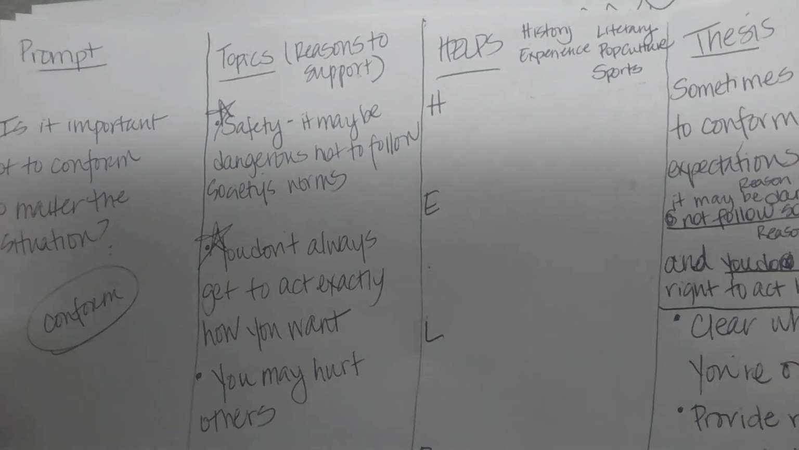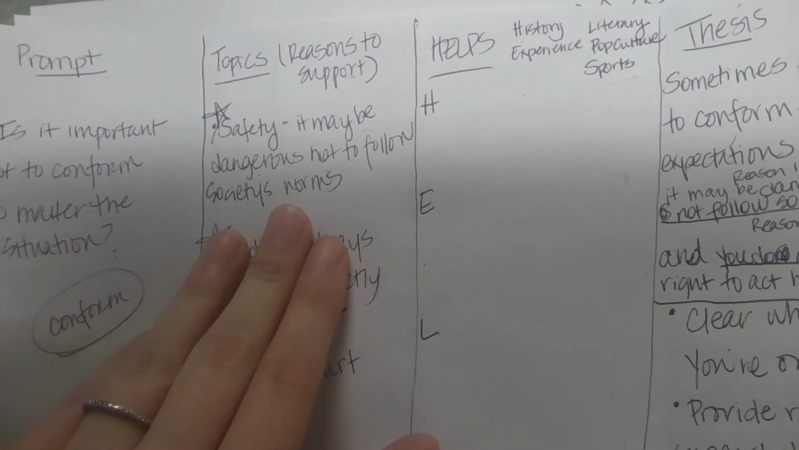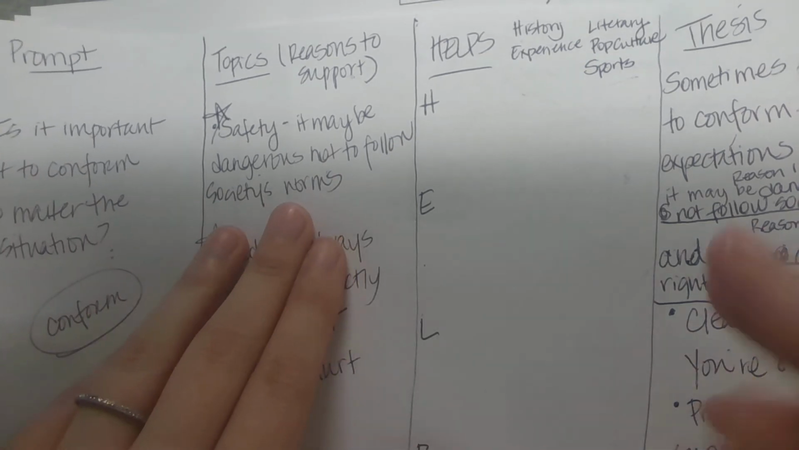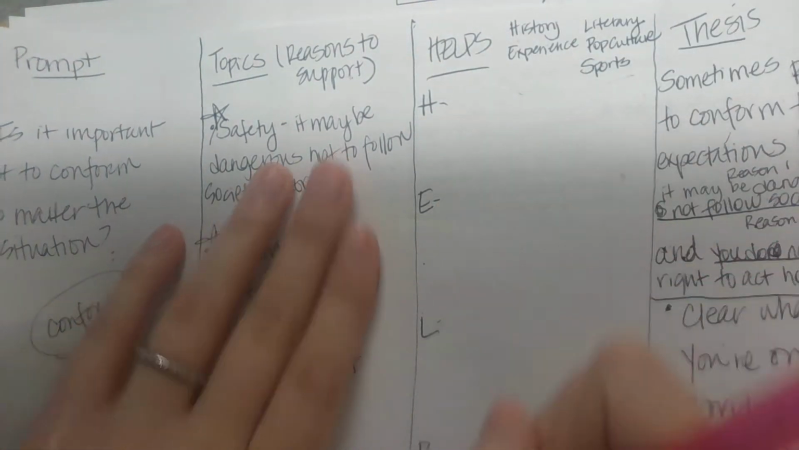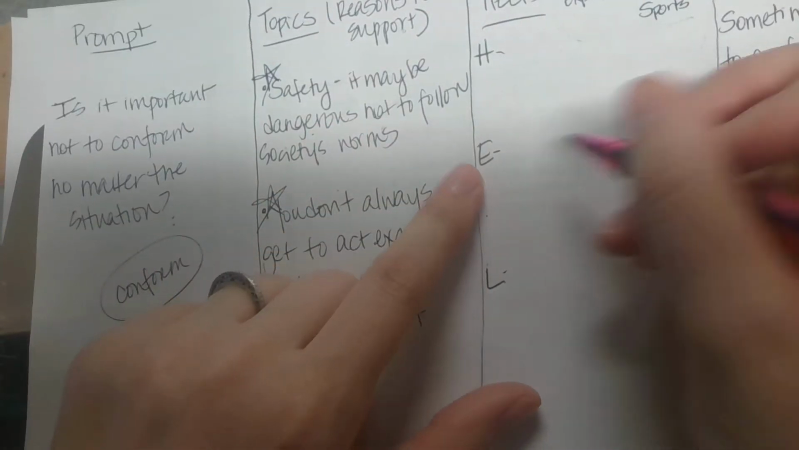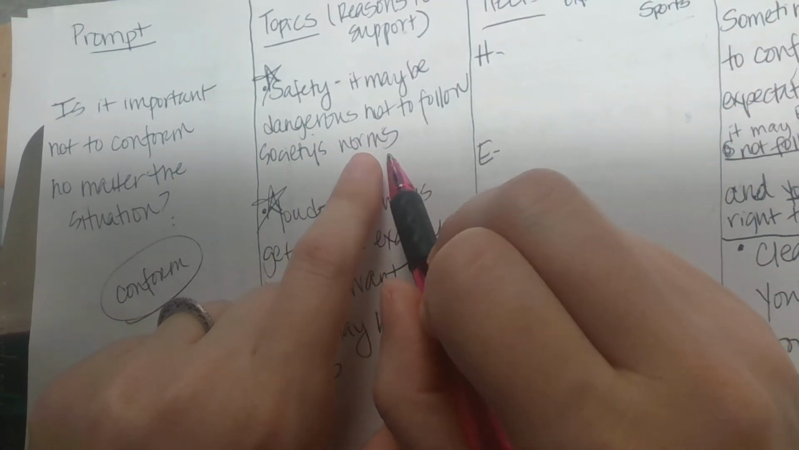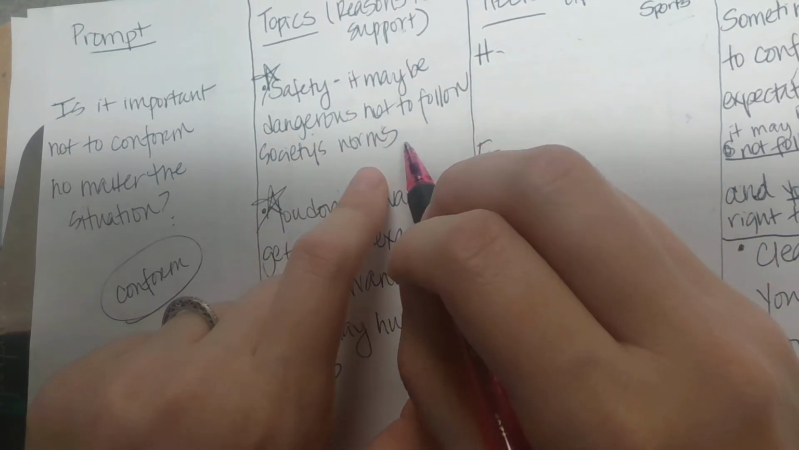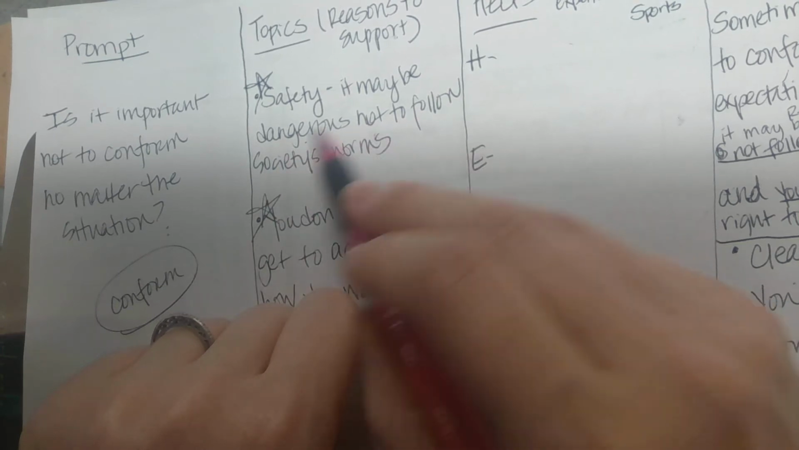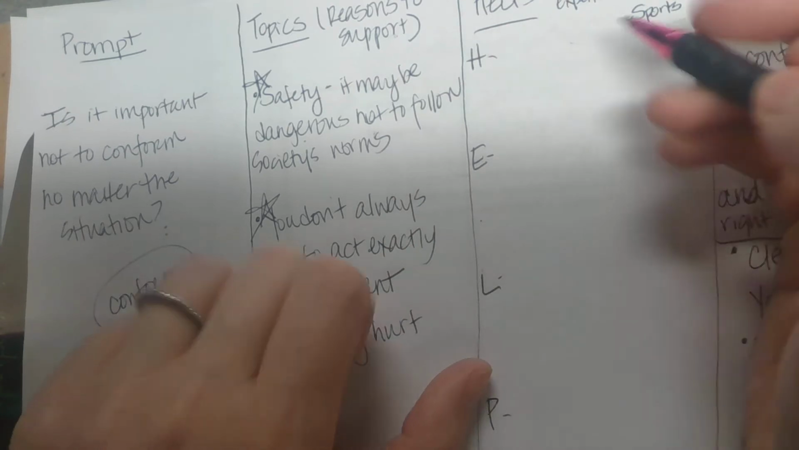Okay, so when I think about safety, it may be dangerous not to follow society's norms. So, thinking of personal experiences, I think about something like traffic. So, society's norms. We have laws that ensure that we drive safely with a speed limit and yield signs and stop signs. And that's a norm that society set, even though we might not always want to follow that norm. And sometimes we don't.